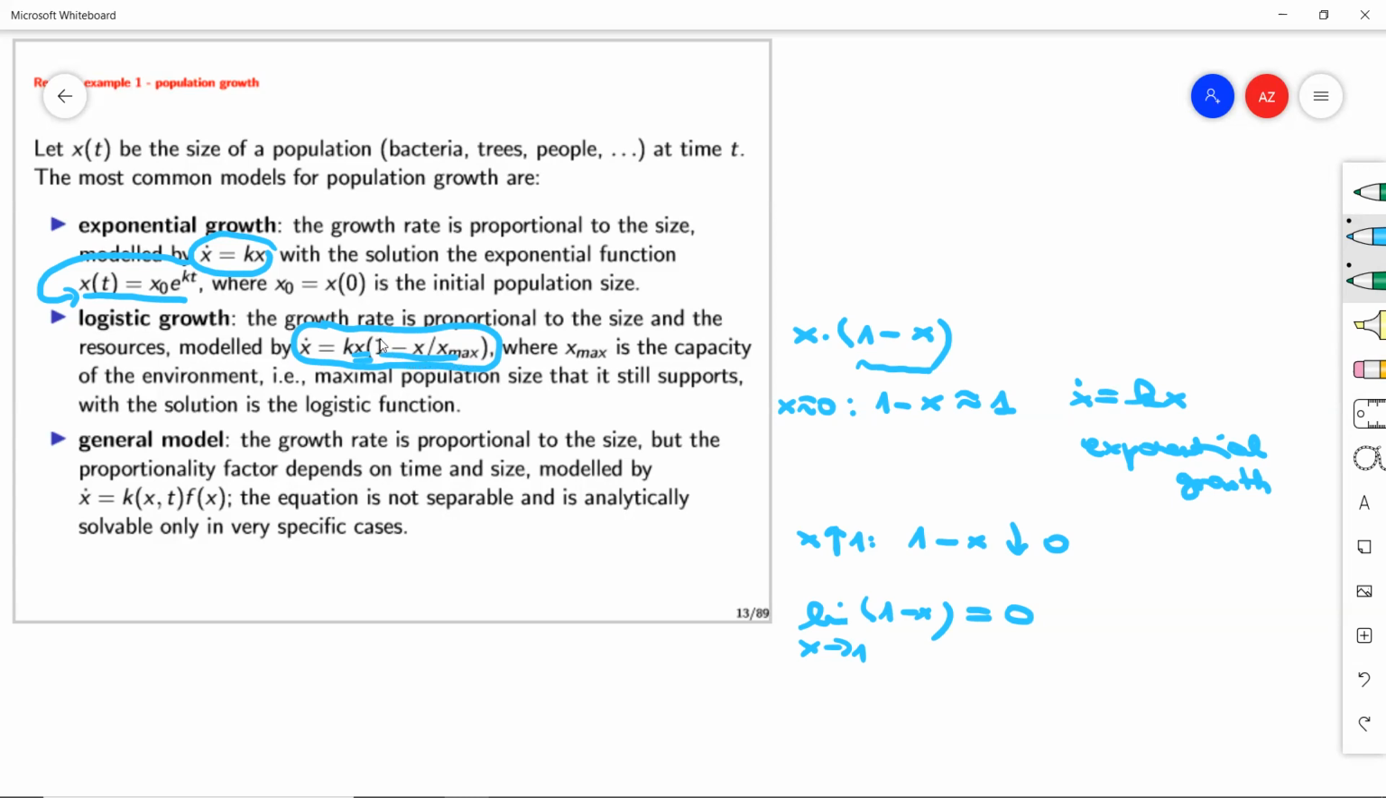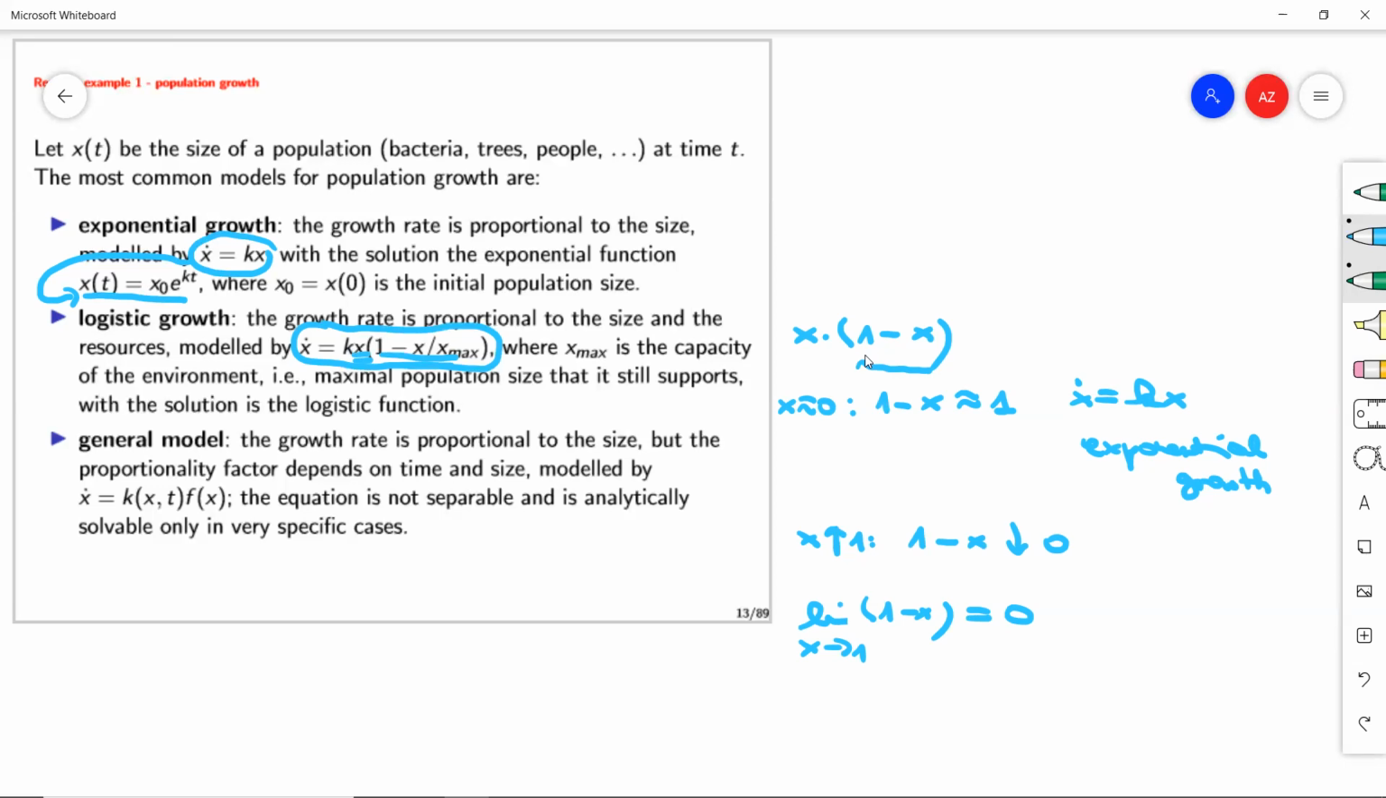So we would have here x max minus x, or if we just divide out by this number x max, we get 1 minus x over x max. And this x max can be put into the constant k. So that's why it's enough to study this x times 1 minus x model. So this logistic model takes into account, besides the size of the population, also the resources which bound the maximal size of the population.